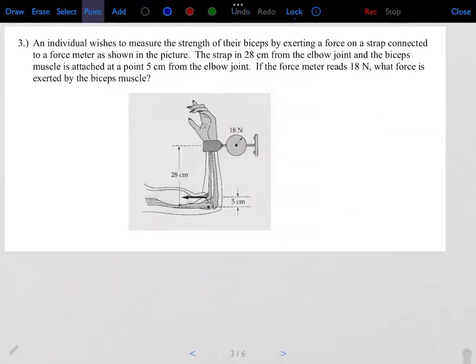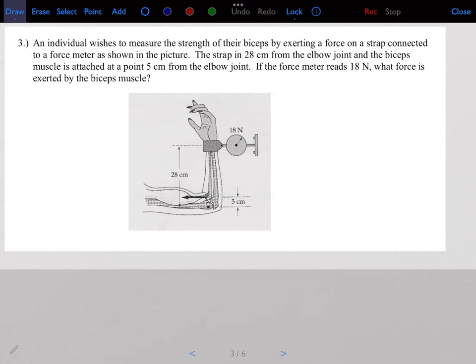An individual wishes to measure the strength of their biceps by exerting a force on a strap connected to a force meter as shown in the picture. The strap is 28 centimeters from the elbow joint and the biceps muscle is attached at a point 5 centimeters from the elbow joint. If the force meter reads 18 newtons, what force is exerted by the biceps muscle?